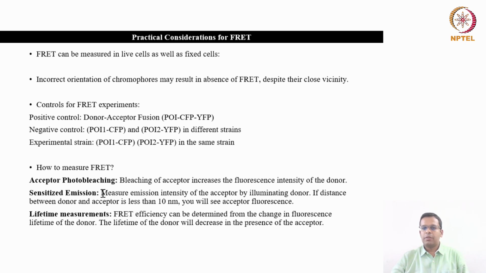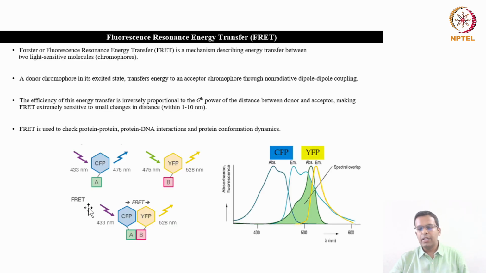Here, you measure the emission intensity of the acceptor by illuminating the donor. If the distance between donor and acceptor is less than 10 nanometer, you will see acceptor fluorescence. This is again a simple way: you excite the donor with 433 nanometer and quantify the emission at 528 nanometer. If you are seeing fluorescence in the yellow channel, that means they are close together. If you are not seeing the emission at 528 nanometer, that means they are far away. So that is known as sensitized emission.